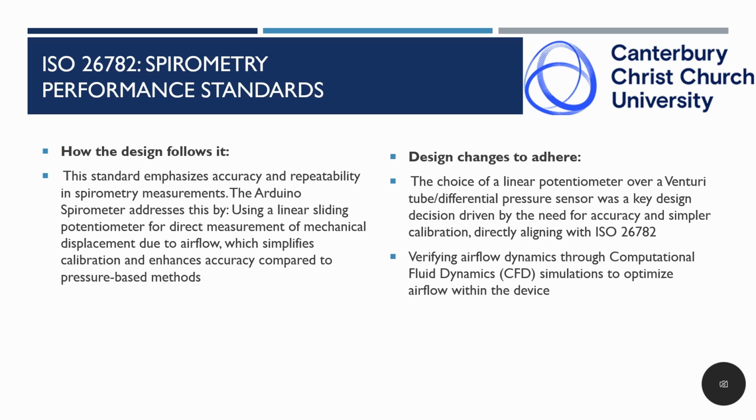ISO 26782 outlines the performance requirements for spirometry, emphasizing accuracy and repeatability in measuring lung function. Our Arduino spirometer adheres to this standard by using a linear sliding potentiometer for direct measurement of mechanical displacement caused by airflow, which simplifies calibration and improves accuracy compared to traditional pressure-based methods. This design decision directly supports the standard's requirement for precise airflow measurement.